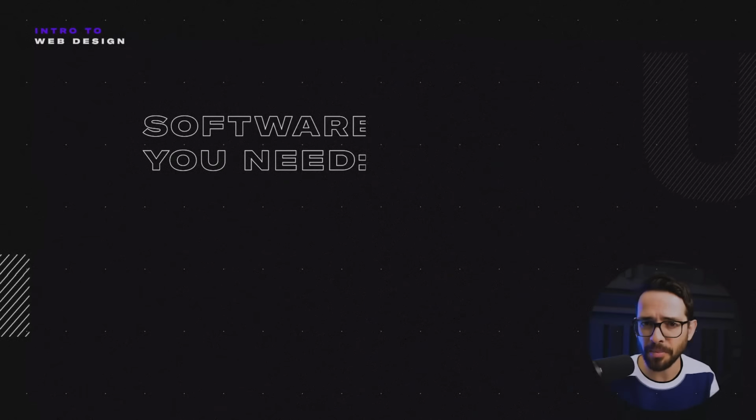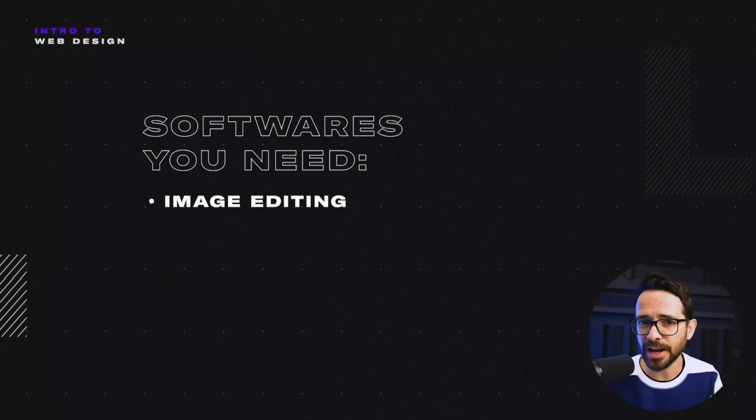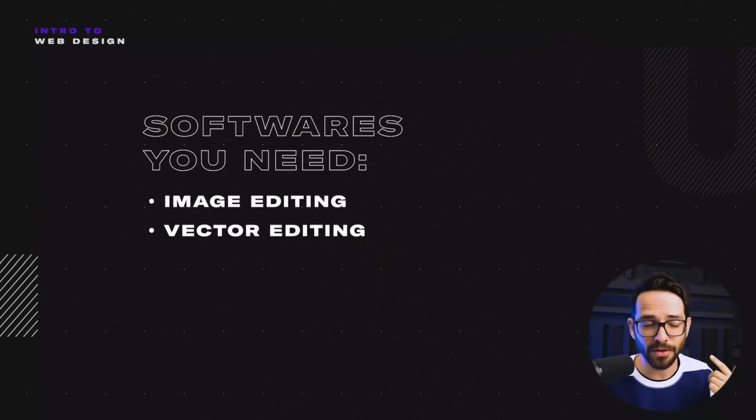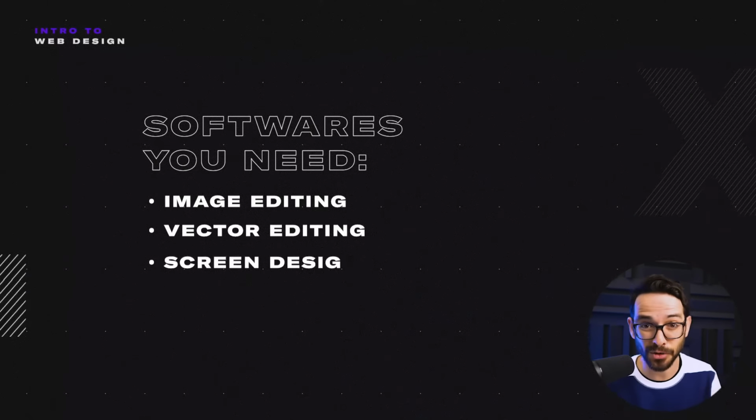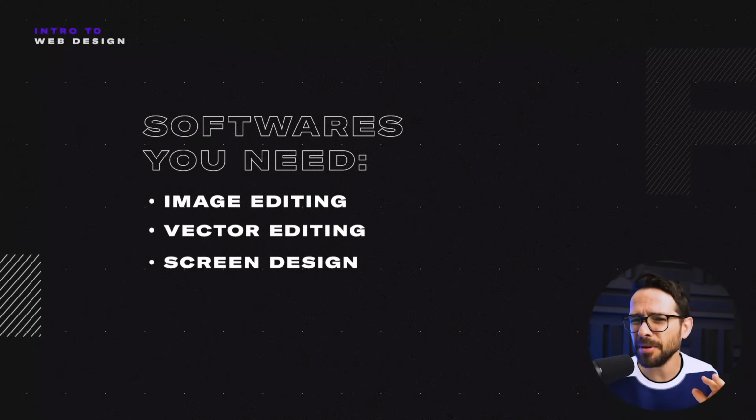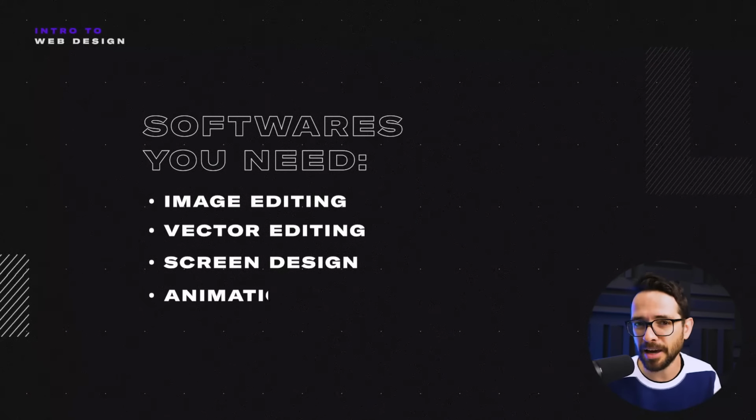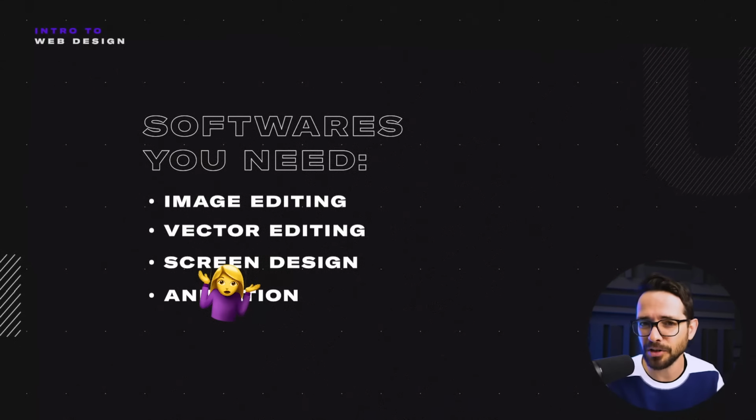So there's basically three types of software that you're going to need when you're designing for the web. The first one is image editing software. The second one is vector editing software. The third one is screen design software, and maybe as a bonus, an animation software, but we're not going to dive into animation right now. So let's talk about why these three different software.